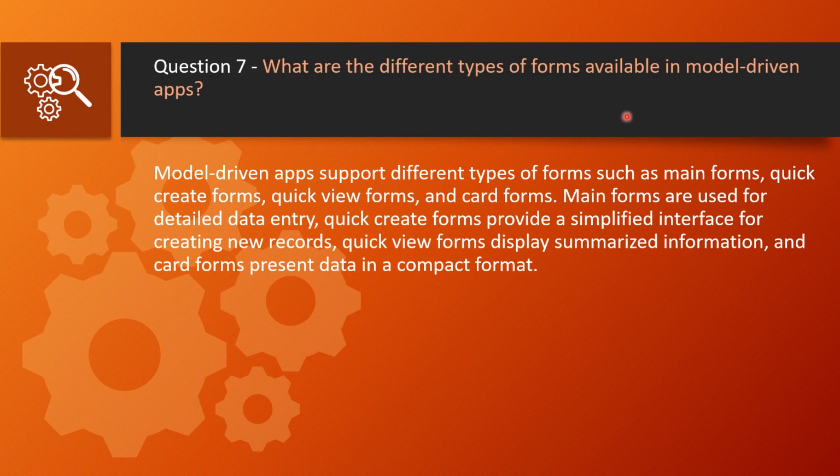What are the different types of forms available in model-driven apps? There are multiple types of forms available in model-driven apps, so let's understand them. Model-driven apps support different types of forms such as main forms, quick create forms, quick view forms, and card forms. Main forms are used for detailed data entry. Quick create forms are a simplified interface for creating new records, quick view forms display summarized information, and card forms present data in a compact format.